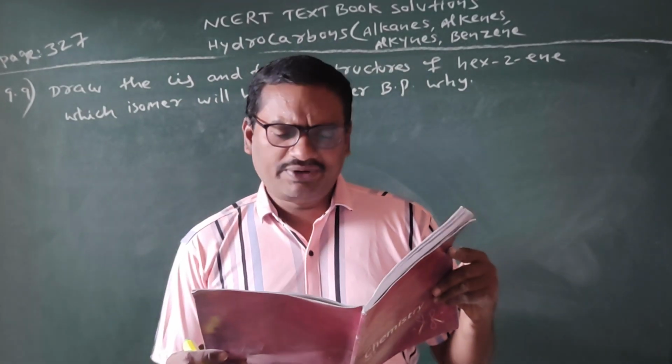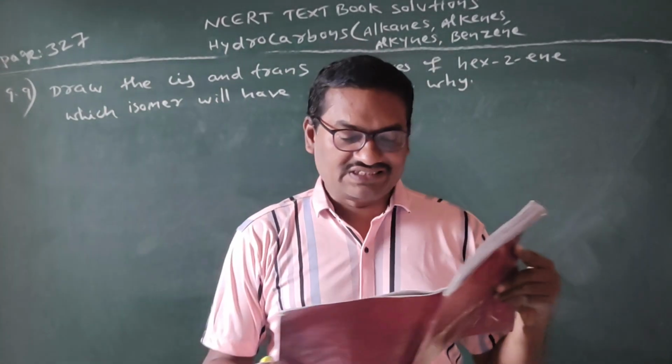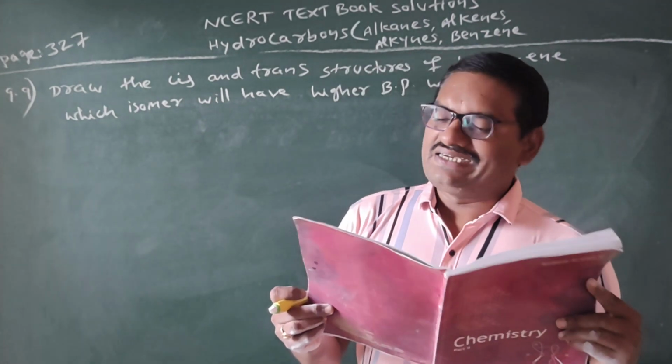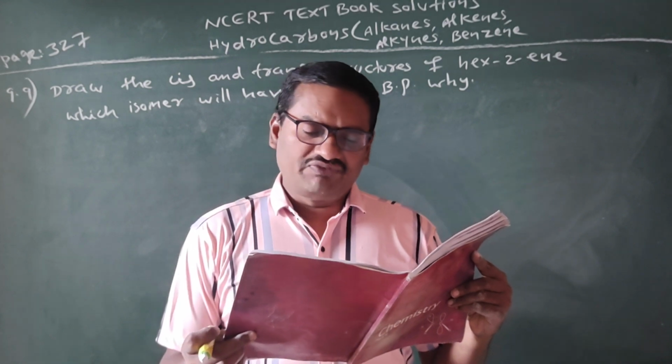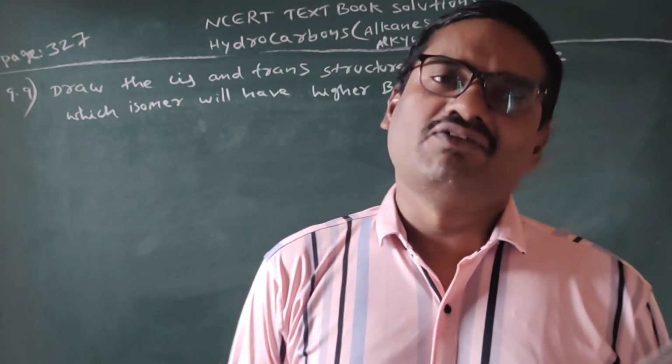Next, 9.9, page number 327. Draw the cis and trans structure of hex-2-ene. Which isomer will have higher boiling point and why?